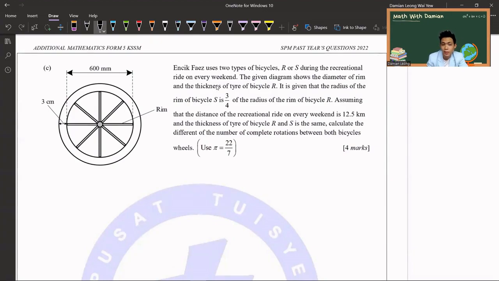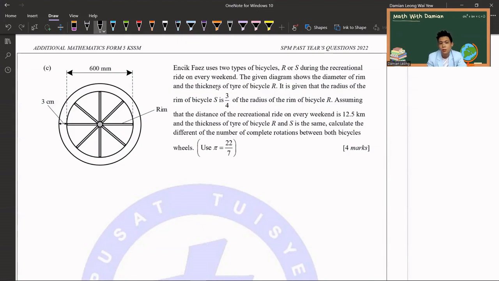Radius for rim of bicycle S is 3/4 of the radius of the rim for bicycle R. So assuming that distance of the recreational ride on every weekend is 12.5 km, and the thickness of tire of bicycle R and S is the same. So calculate the difference between the number of rotations between both bicycles.